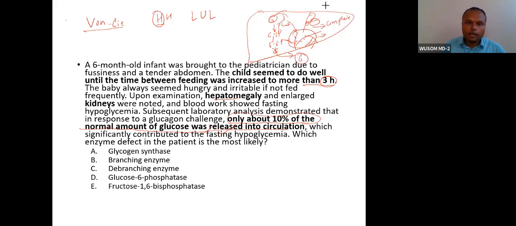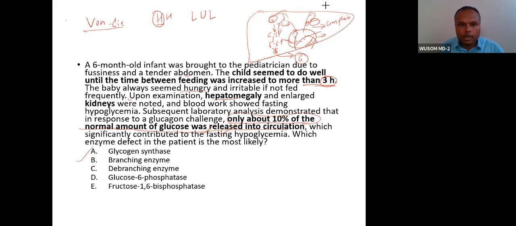So this is the reason. This is Cori disease. A 6-month infant was brought to the pediatrician due to a palpable, tender abdomen. The child seemed to do well until the time between feedings was increased to 3 hours. So after 3 hours, this child is doing poorly, but not severe hypoglycemia. The baby always seems hungry, irritable, not feeding. Seizure is not there. The presentation is a little bit mild.